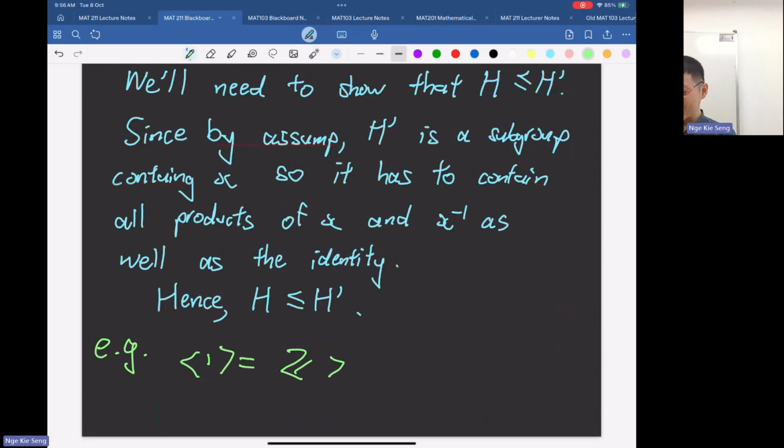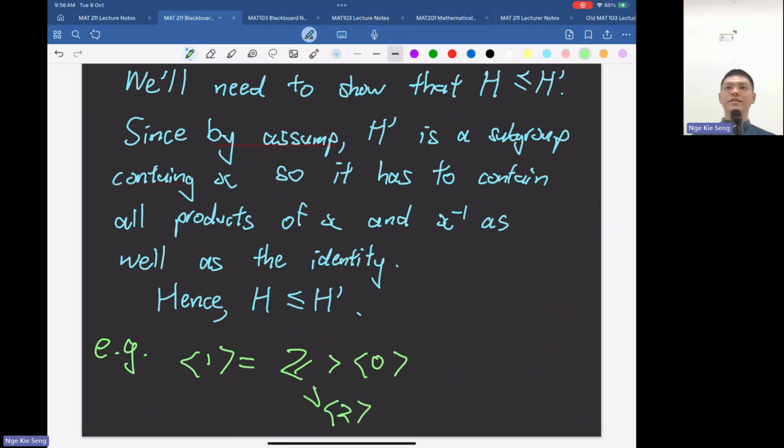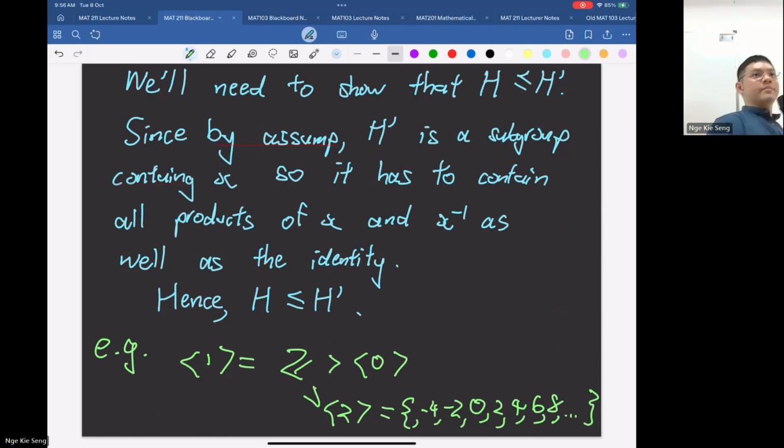Wait, 0, last time we talked about, right? It's a trivial subgroup. It's in every group. We don't typically talk about this guy. Sometimes quite trivial. Any non-trivial one? 2. So what's the subgroup generated by this 2? Inside here contains what? 0, 2, 4, 6, 8, and then take the inverses, you have minus 2, minus 4, and so on. Okay? So this is a proper one.